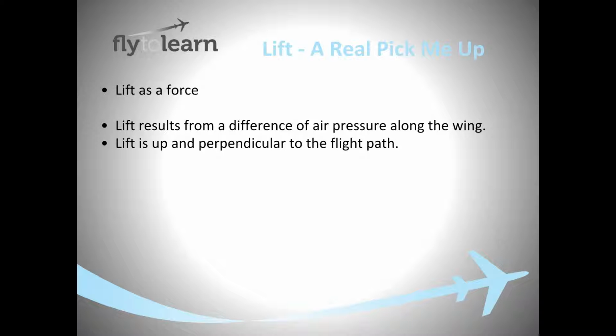Direction of the force in a level flight is up, or as I just said, perpendicular to the flight path. Lift results from the difference in air pressure along the wings. I can't say that enough times. The amount of lift is very sensitive to the speed of the air traveling over the wings. When there is not enough air traveling over the wings, lift suffers and the plane begins to fall out of the sky, otherwise known as stall. All right? And we're going to actually try that out.